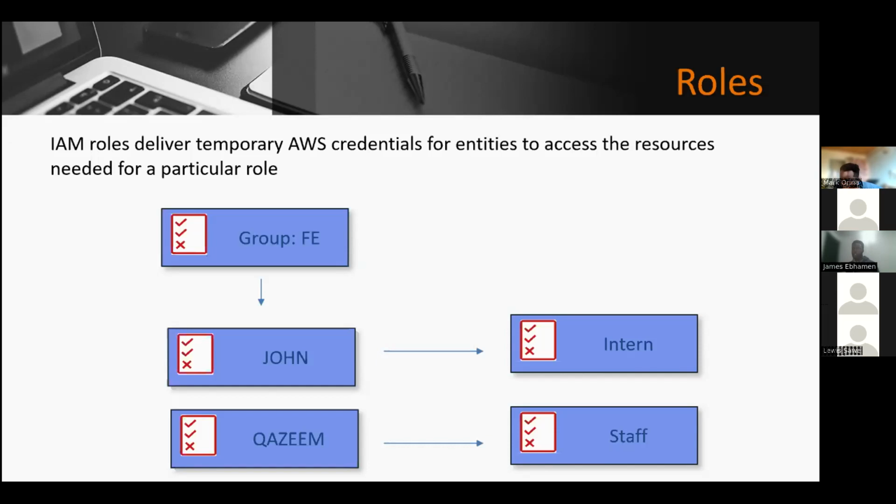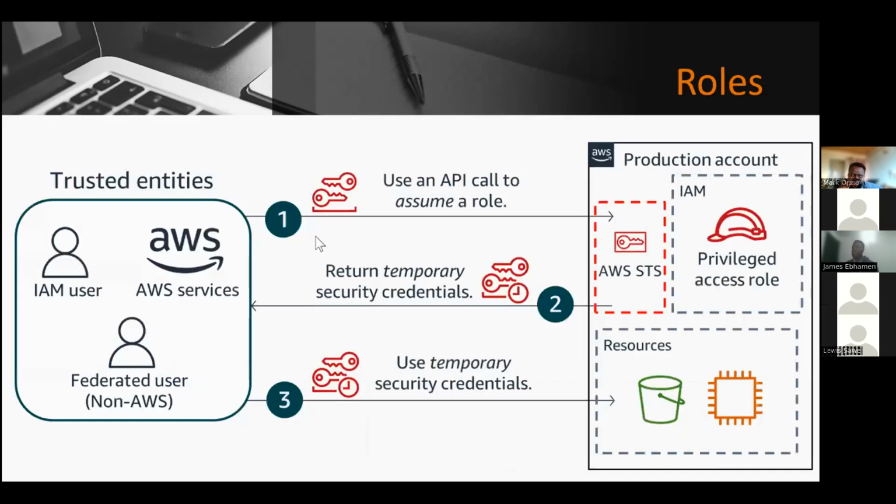How do you actually make use of these roles I've been talking about? How do you make use of the roles to actually access AWS? I'm going to explain how it works in the background. Now, let's have a look at this. This diagram shows how roles work in the background.